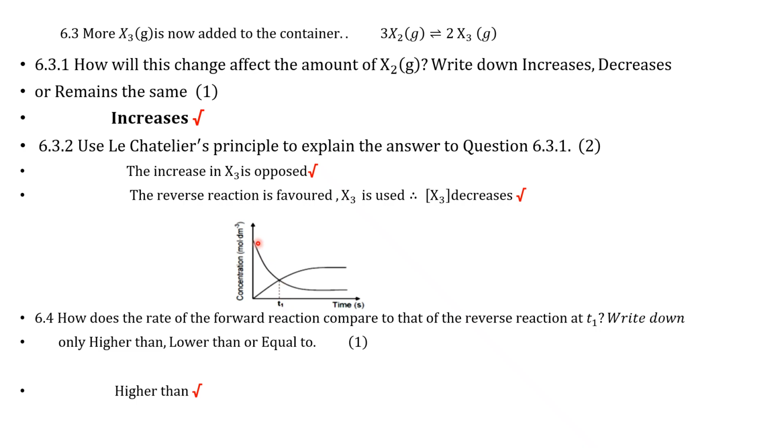So there, forward is my reactants being used up, reverse reaction, products before they reach equilibrium. So at that point, the rate of the forward reaction has a higher gradient. Therefore, it's higher than this one here. The gradient is greater, so that is higher than. Hope you follow and understand so far. Let's go to the next question.